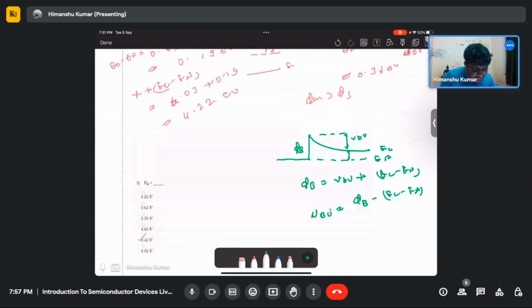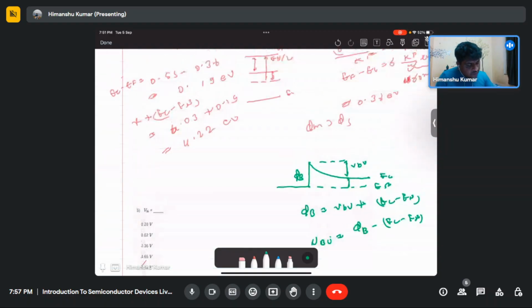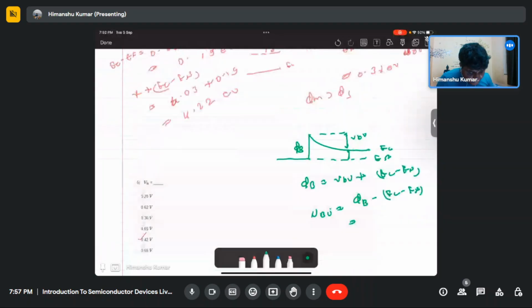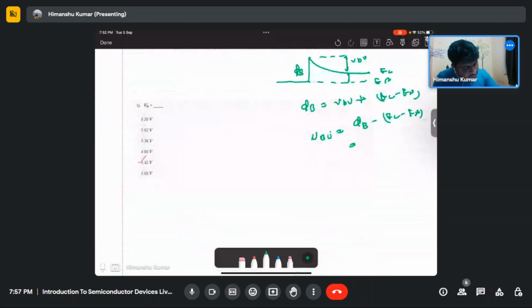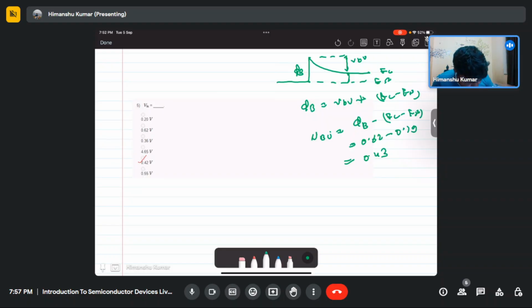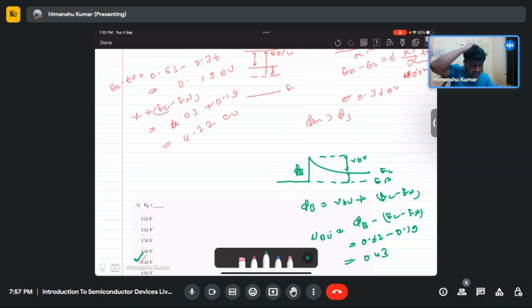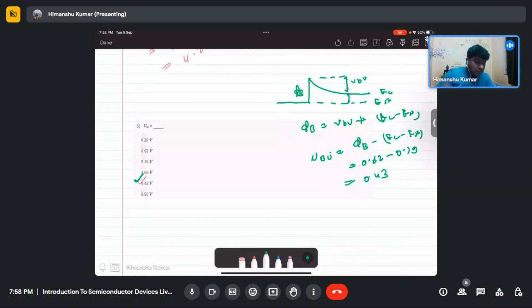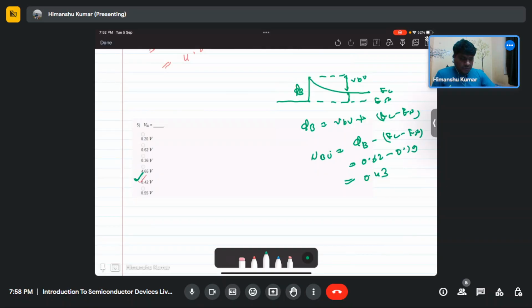Ec minus Ef we have calculated, that is 0.19 electron volt, and phi b also we have calculated. So this is 0.62 electron volt minus 0.19 electron volt, which will become around 0.43. So 0.43 will be the correct answer. The nearest answer is around 0.42. If you write down all the values correctly, you can reach 0.42 or 0.43. So is that clear?